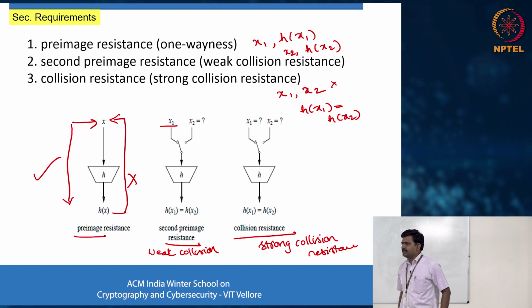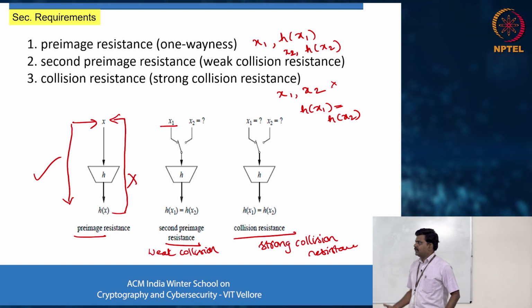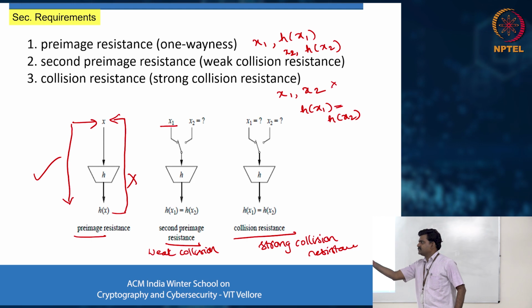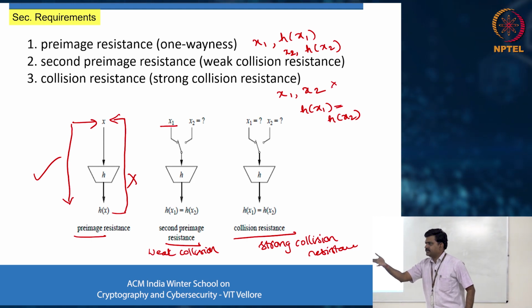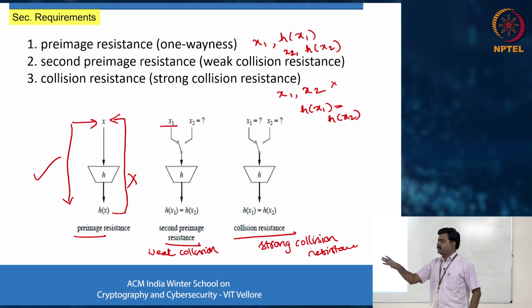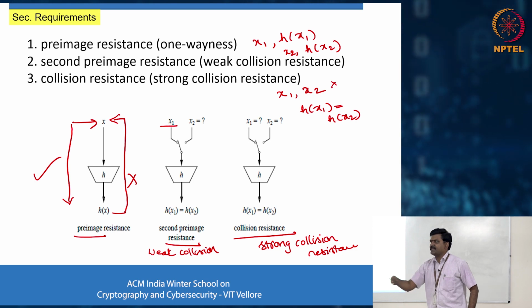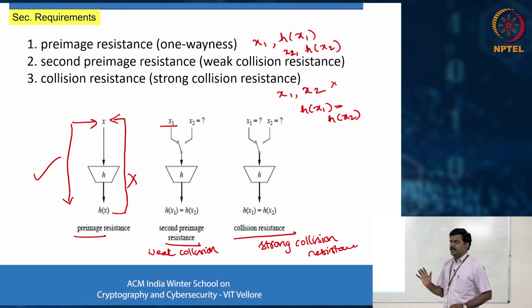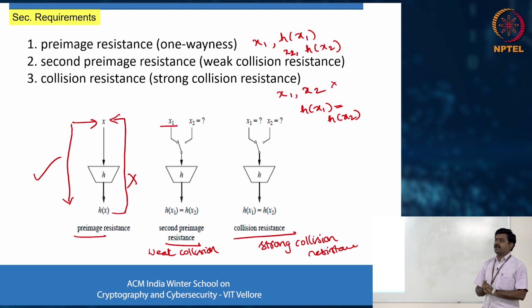Now, what is the second problem? I don't know. Look, I picked him. What is your birthday? Okay. Then I checked, then no. What is your birthday? Then again check. Right? So, that is strong collision resistance.